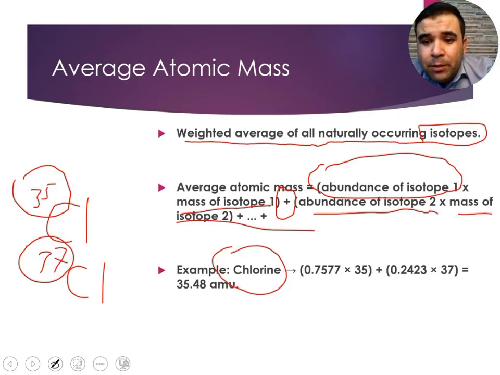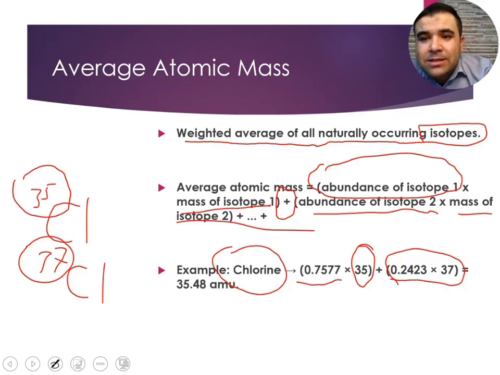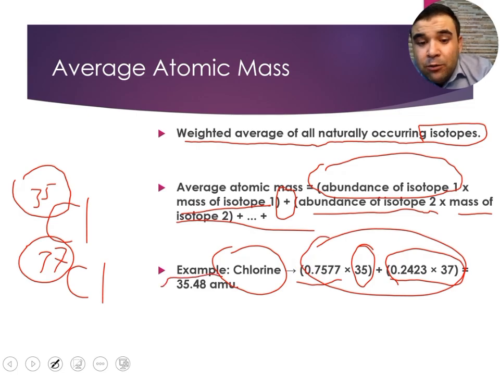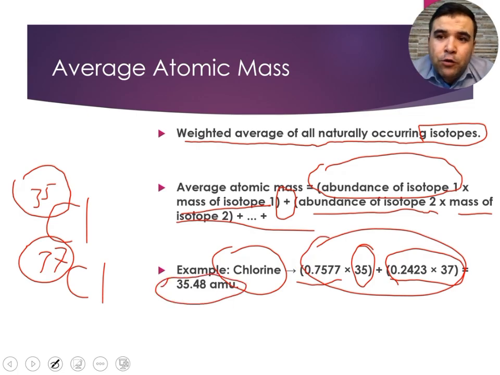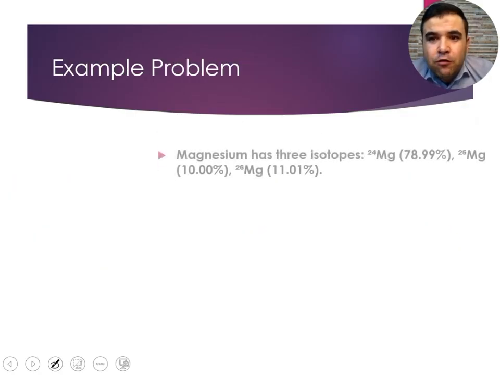We should multiply the mass by the abundance of that isotope, which is 77% of the chlorine exists in this chlorine 35, and then 23% exists in the chlorine 37 isotope. When we add these two together, we'll get 35.48 AMU. That's the average atomic mass of chlorine. Let us solve more examples, guys.